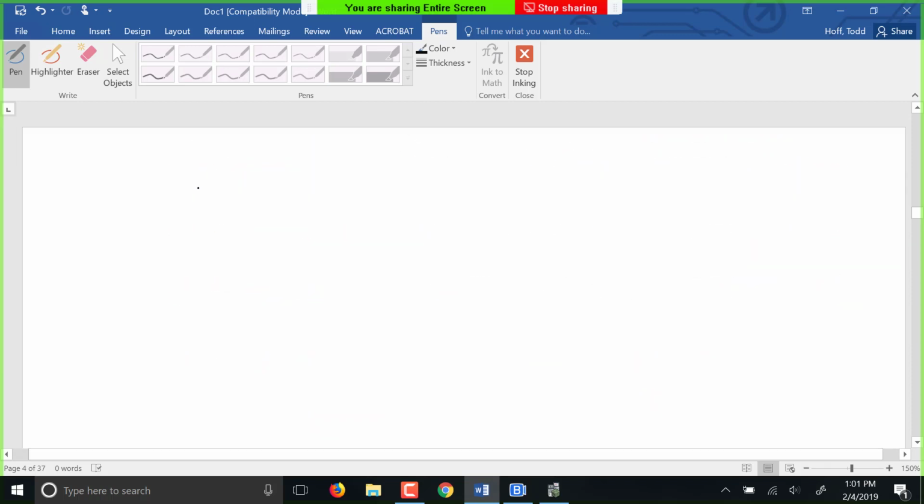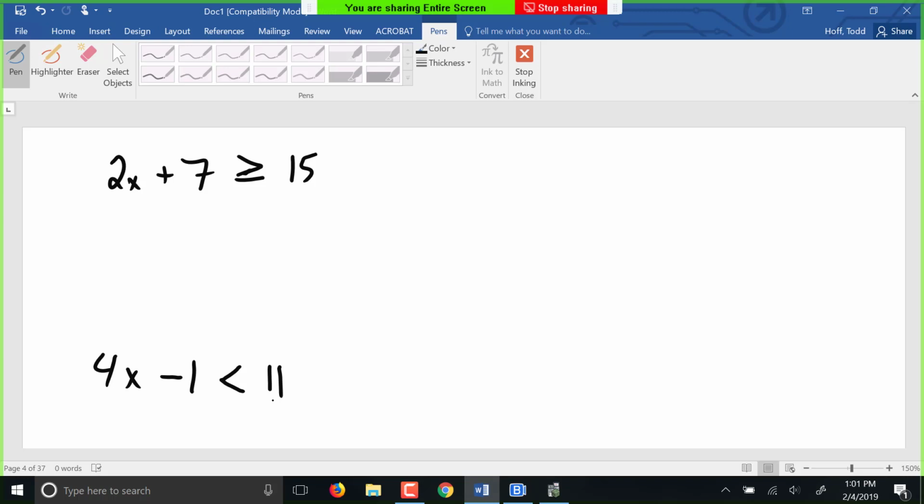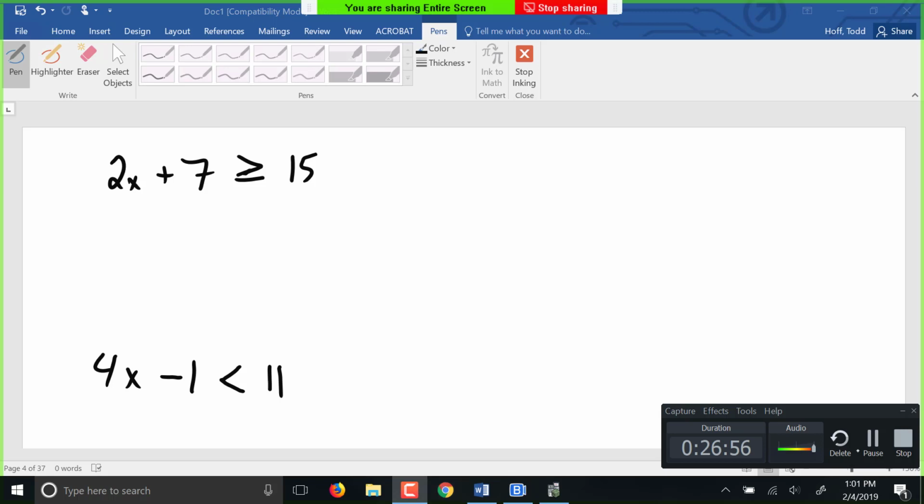In your notes, I want you guys to try a couple here. So 2x plus 7 is greater than or equal to 15. And 4x minus 1 is less than 11. Try those in your notes. I want the answers both in solution set notation and plotted on a number line. We'll talk about these in about a minute.